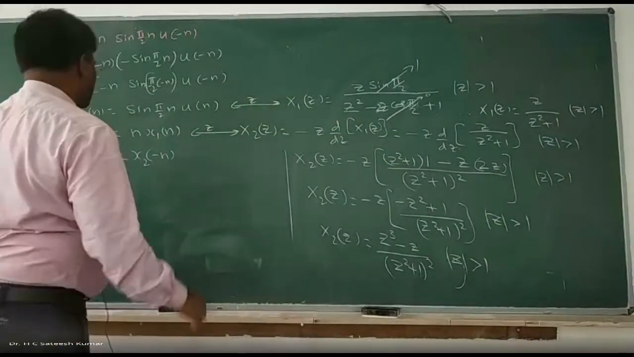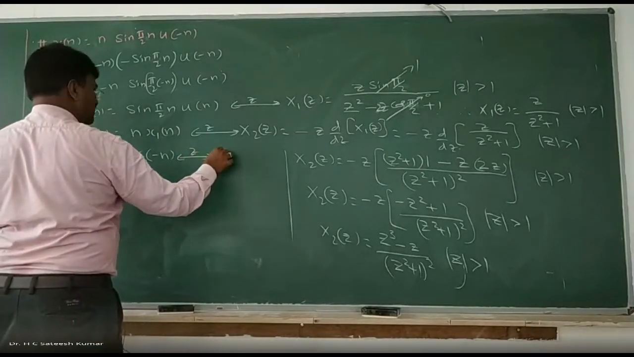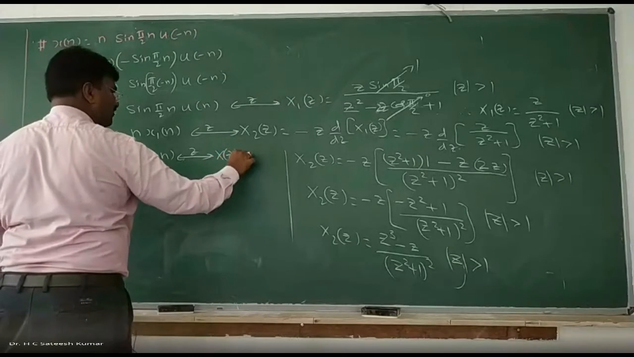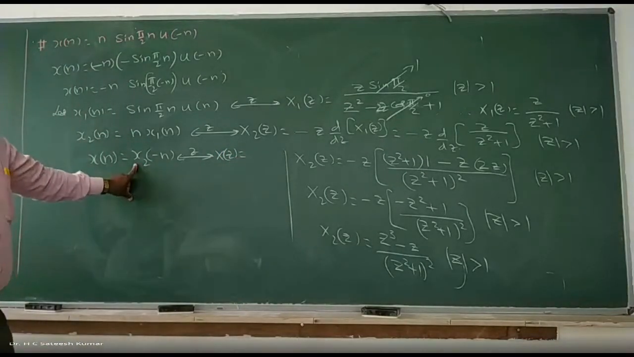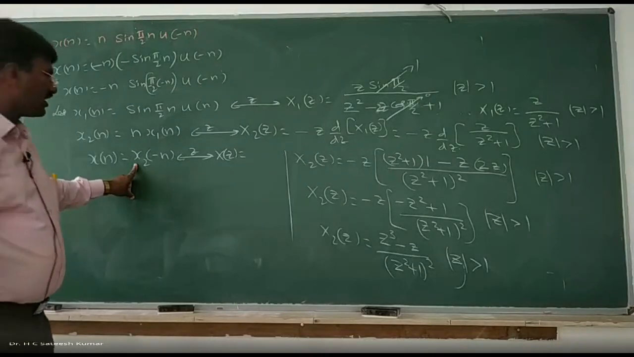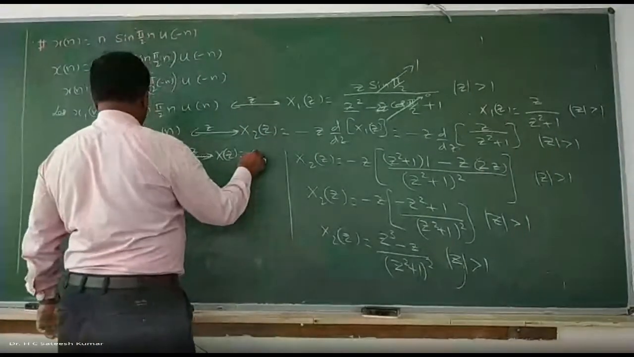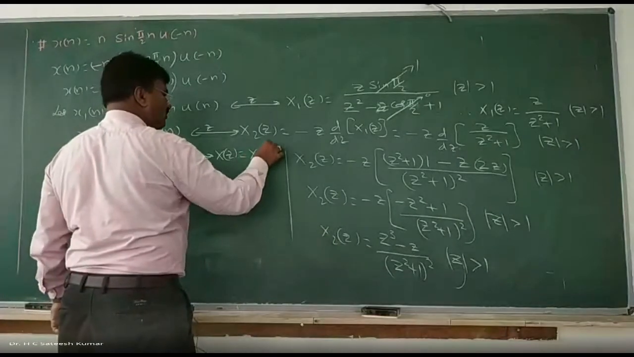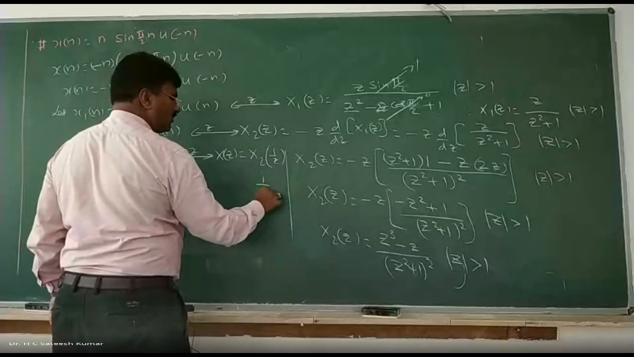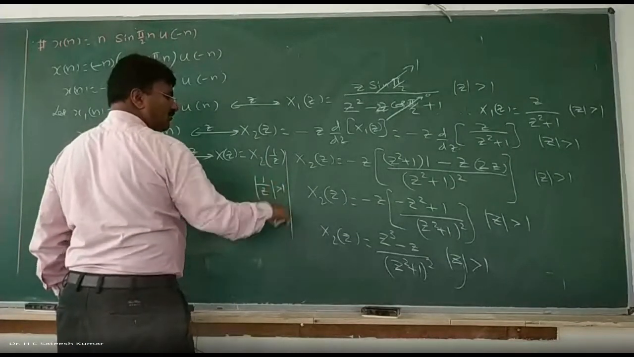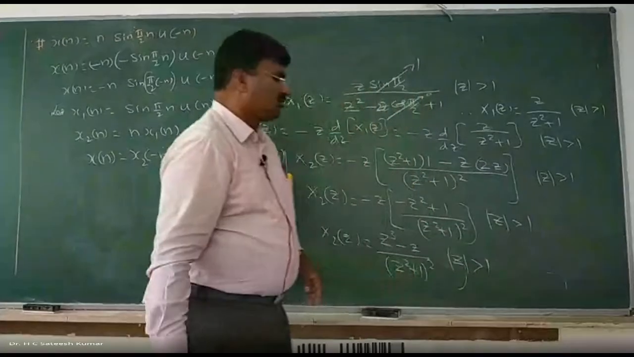Now, what is x of z? Now come to the last one. The transformation of this one is what? X of z is equal to what? Using the time reversal property, the z transformation of x of minus n is X of 1 by z with ROC 1 by R1, we said, right? So therefore, X2 of 1 by z with ROC: magnitude of 1 by z is greater than 1. In place of z, you replace it by 1 by z.